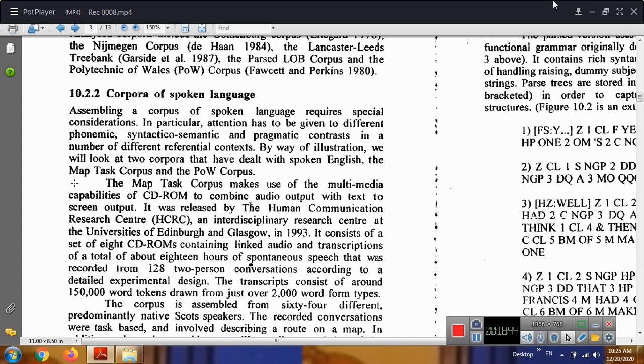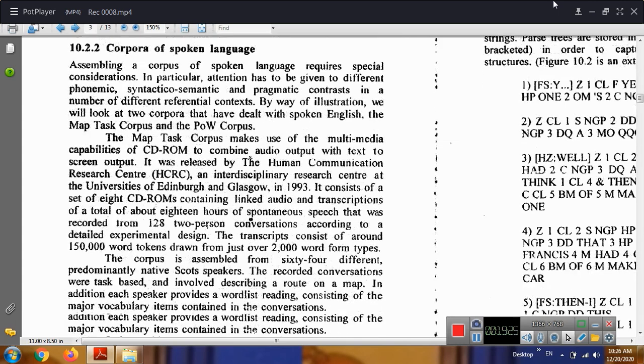Corpora of spoken language. Assembling a corpus of spoken language requires special considerations. In particular, attention has to be given to different phonemic, syntactico-semantic, and pragmatic contrasts in a number of different referential contexts. By way of illustration, we will look at two corpora that have dealt with spoken English, the Map Task corpus and the POW corpus.